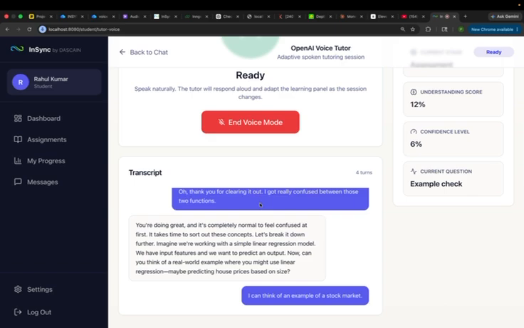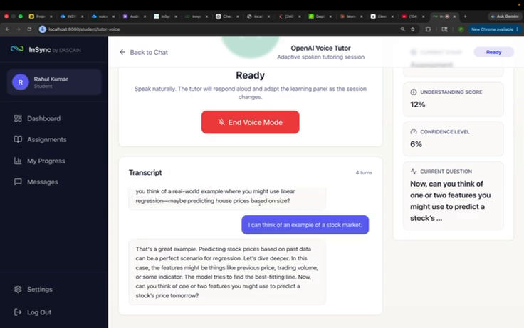That's a great example. Predicting stock prices based on past data can be a perfect scenario for regression. Let's dive deeper. In this case, the features might be things like previous price, trading volume, or some indicator. The model tries to find the best fitting line. Now, can you think of one or two features you might use to predict a stock's price tomorrow?